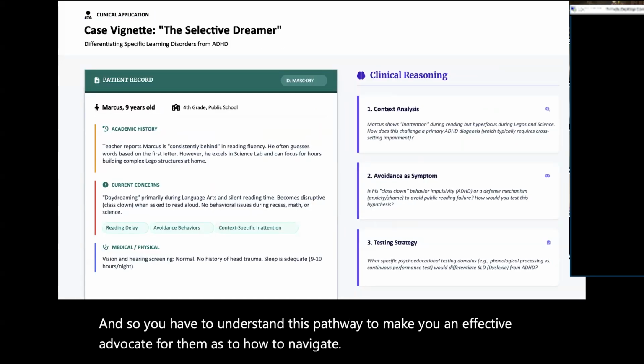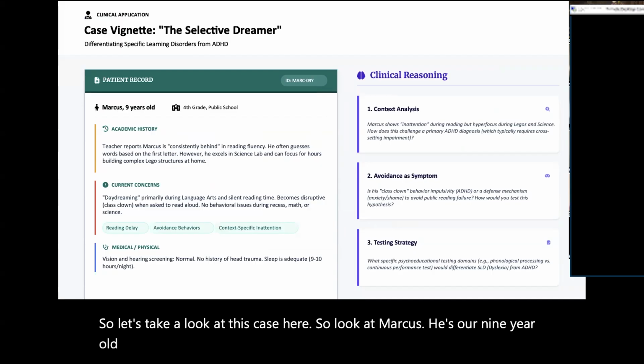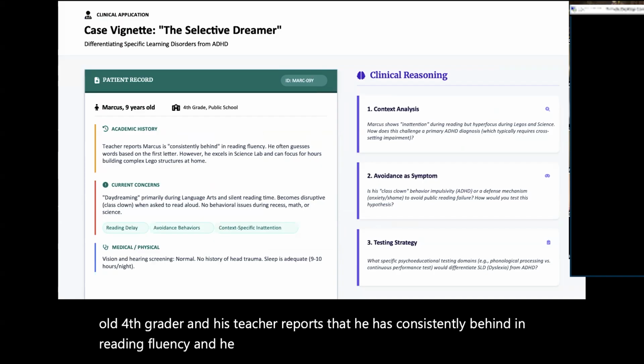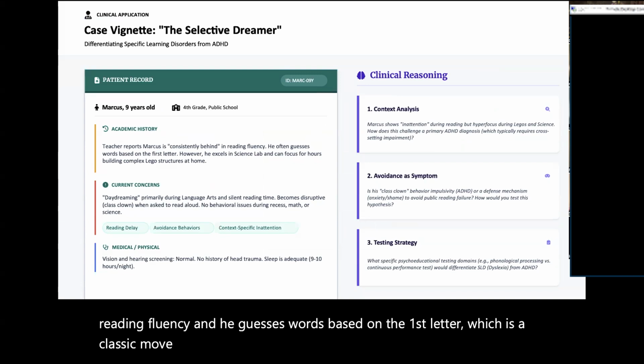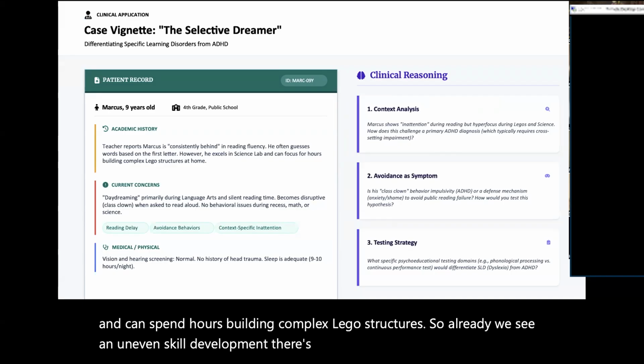So let's take a look at this case here. So look at Marcus. He's our 9-year-old fourth grader, and his teacher reports that he is consistently behind in reading fluency. And he guesses his words based on the first letter, which is a classic move for inefficient decoding. But notice that he excels in science and can spend hours building complex Lego structures. So already we see an uneven skill development. There's weak reading, but there's strong problem solving.